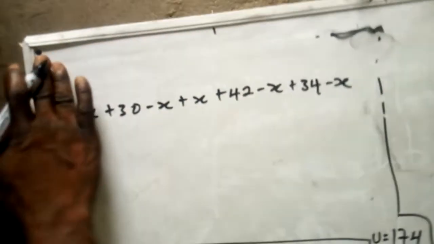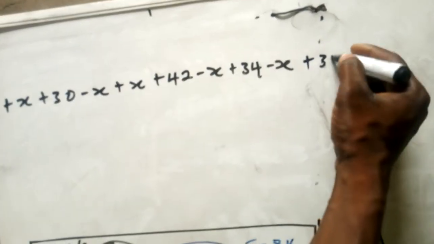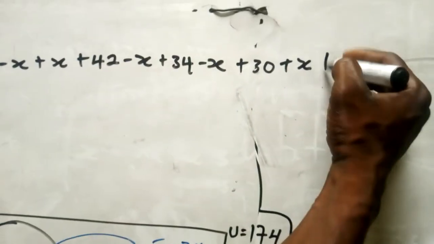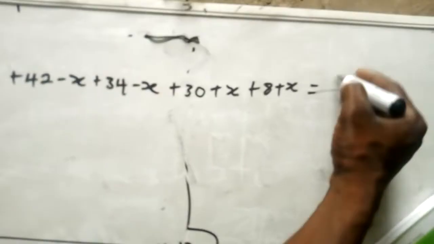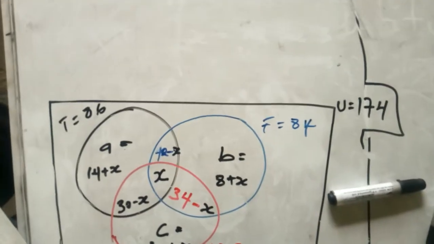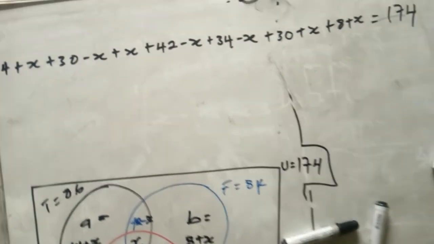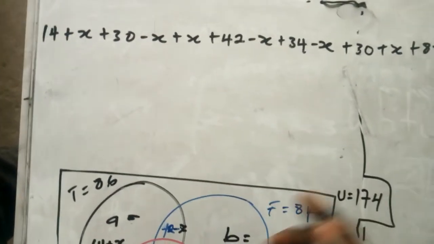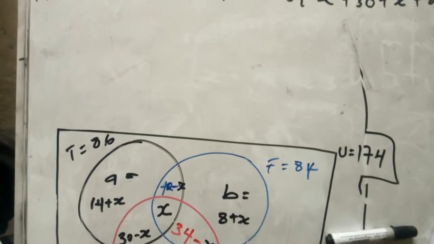So this guy should go away, right? 34 minus s, and then plus the C, which is 30 plus s, and then plus the B, 8 plus s. All has to be 174. Is that okay? Everybody, when I add everybody, that will give me 174. Alright, so 174. So just pause the video and do the cancellation and sum up, and come back and give me the answer. Right? Okay.